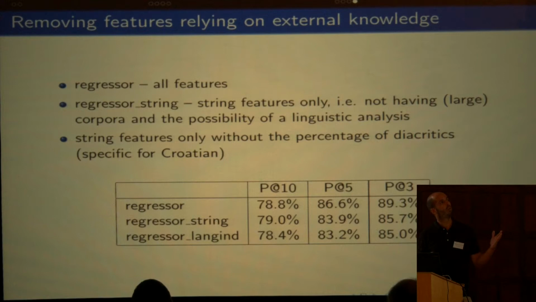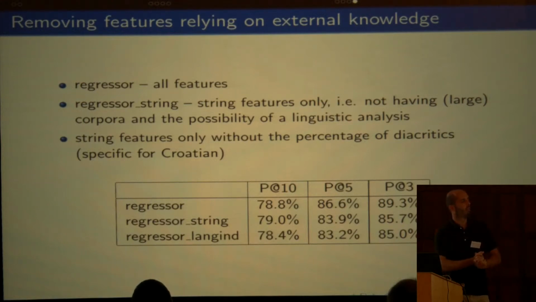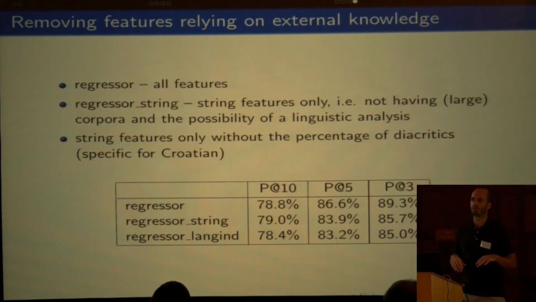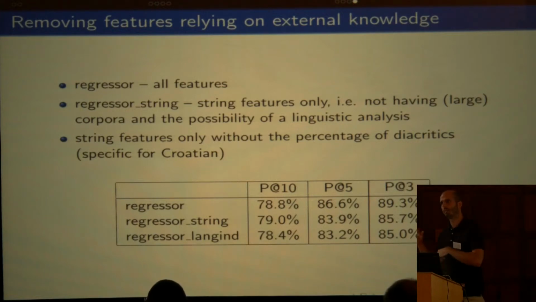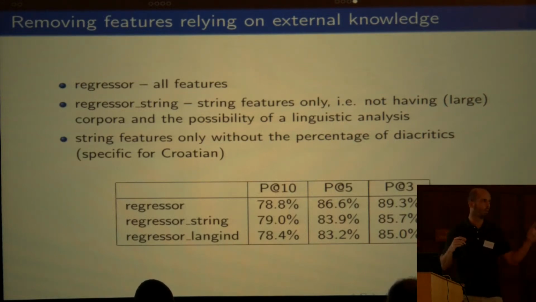Next, we start removing the features relying on external knowledge, just to see whether this pays off or not. We have 2 cases. The regressor string case, where we remove both of these resources: the annotation of the corpus and the frequency information from the corpus, meaning the top n most frequent tokens. And the second, regressor lang int, where we remove just one additional feature, which is the percentage of diacritics, since among all the string features, this is the only more or less language-specific feature.